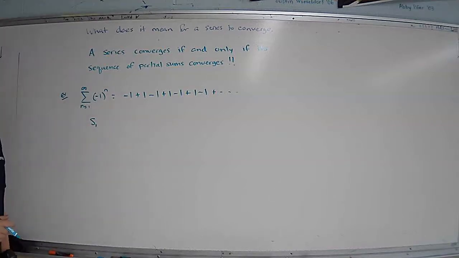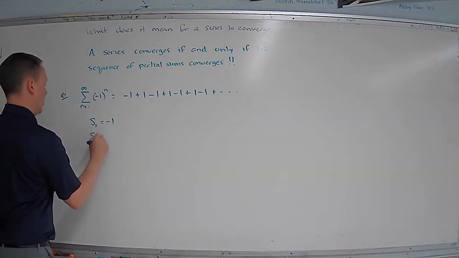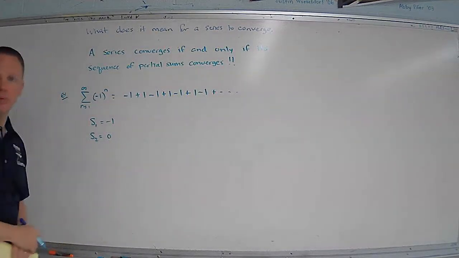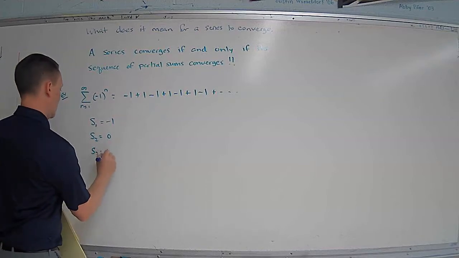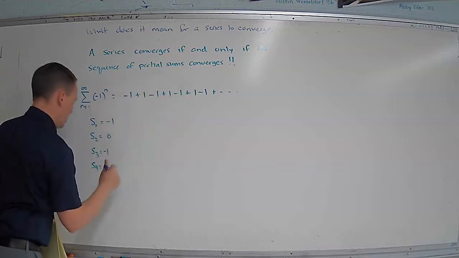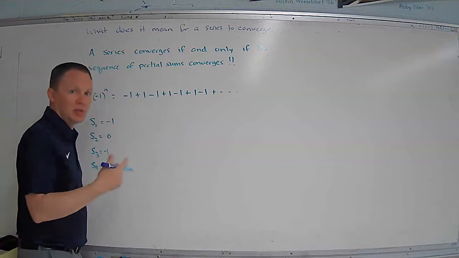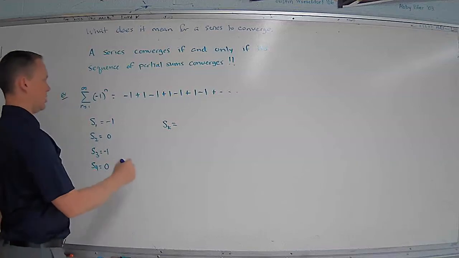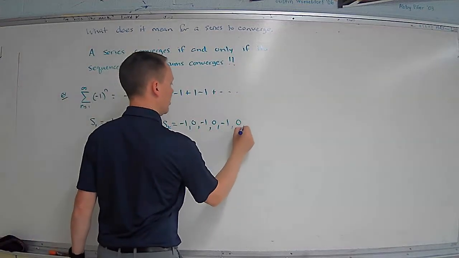What's the first partial sum? The sum of the first term. Negative 1. What's the second partial sum? 0. What's the third partial sum? Negative 1. What's the fourth partial sum? 0. Okay? So it seems to me that the sequence of partial sums looks like this. Negative 1, 0, negative 1, 0, negative 1, 0, and so forth.